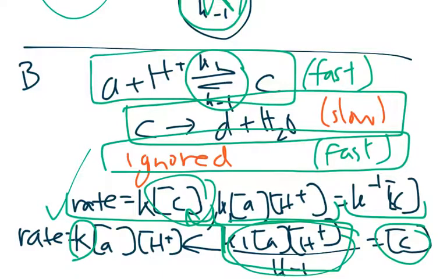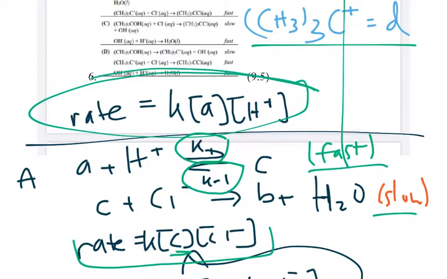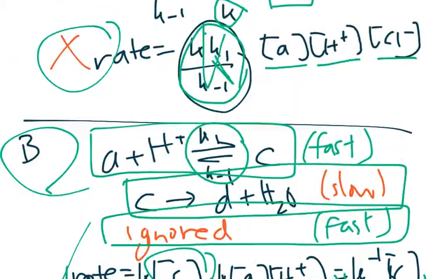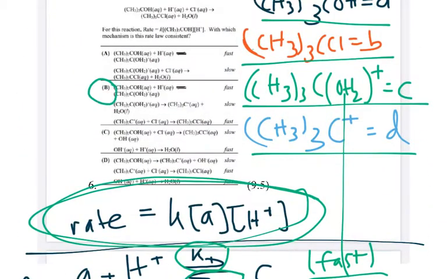we get that rate is equal to K times A times H plus, which matches the rate law that they gave us. So it is consistent, so B is our answer. And I'm not going to go over C and D, you can do that on your own.